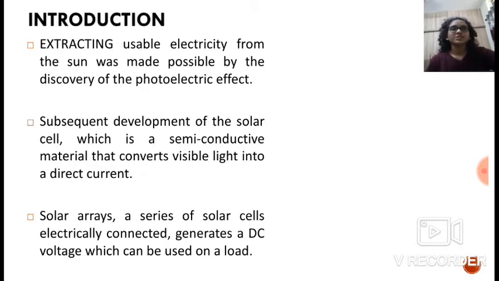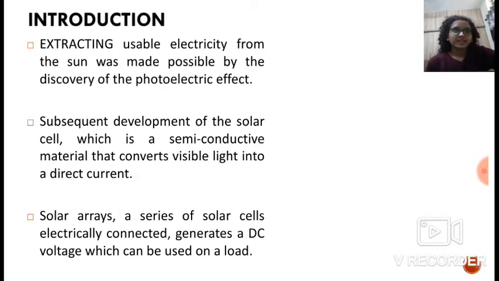Thus, to get a constant output, an automated system is required, which should be capable of constantly rotating the solar panel. The automatic sun tracking system was made as a prototype to solve the problem.